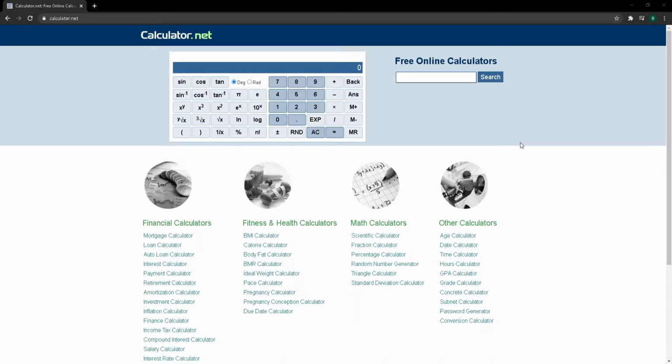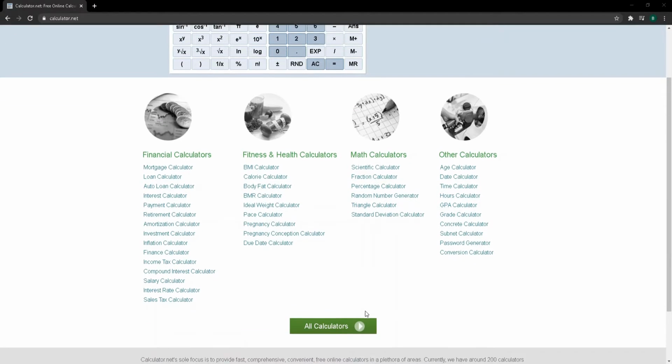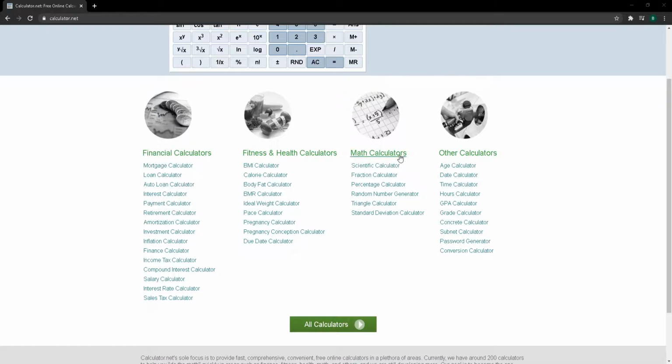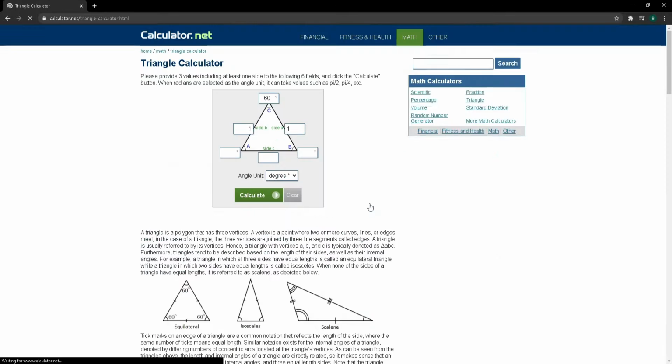So if you press calculator.net, you will be led to their homepage, and there are different calculators that this website can offer. But what we need right now is a trigonometry calculator. So scroll down and look for the title Math Calculators, and below the Math Calculators, you could notice there are different calculators it offers in the category of Math Calculators, and look for the Triangle Calculator and press that and you will be led to the Triangle Calculator.